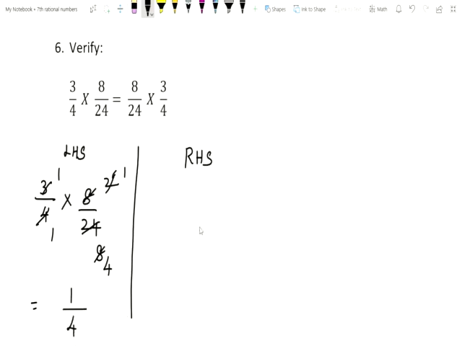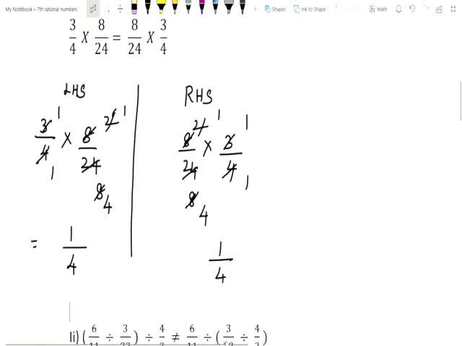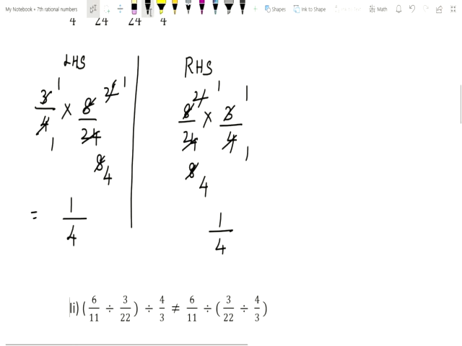Now you check the right hand side, 8 by 24 into 3 by 4. 4 ones are 4, 4 twos are 8. 3 ones are 3, 3 eights are 24. 2 ones are 2, 2 fours are 8. So 1 by 4. Left hand side also 1 by 4, right hand side also 1 by 4. So both the sides are equal.